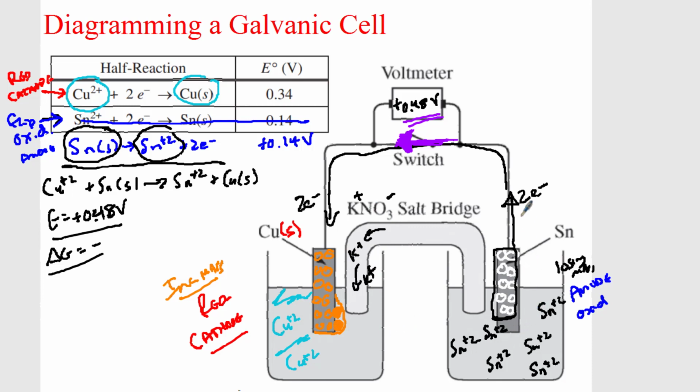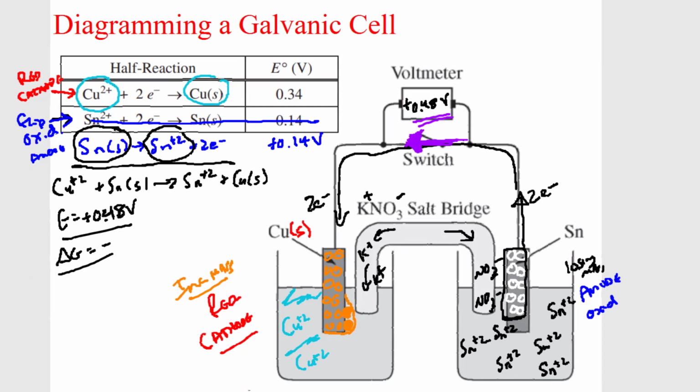Well, this one is losing negatives, losing electrons. It's gaining a bunch of positive tin plus 2s. So what do we need migrating this way to keep electrical neutrality? Some of those nitrate ions, some of those negative ions are migrating this way. And the salt bridge is keeping electrical neutrality. And that is what's happening in a galvanic cell. And we just diagrammed an entire galvanic cell.